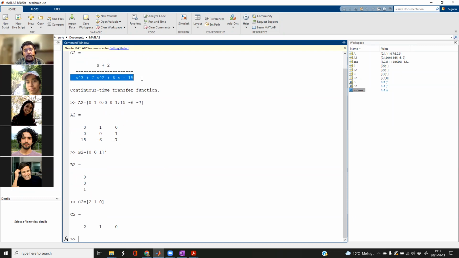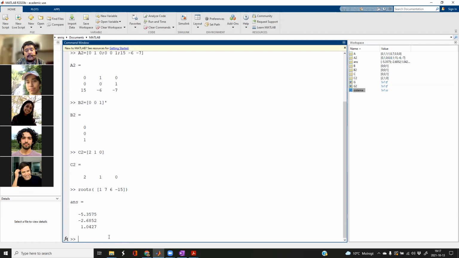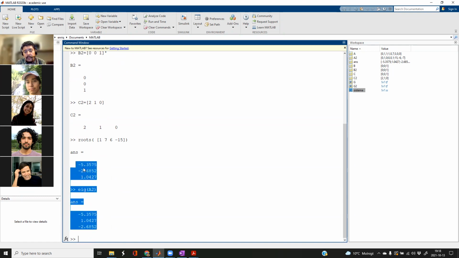First of all, if I get the roots of the characteristic polynomial of this transfer function, which is 1, 7, 6, and minus 15, these are the poles that I have, which correspond to the eigenvalues of matrix A: 1.0427, minus 2.6852, and minus 5.3575. So it looks like they're the same system.